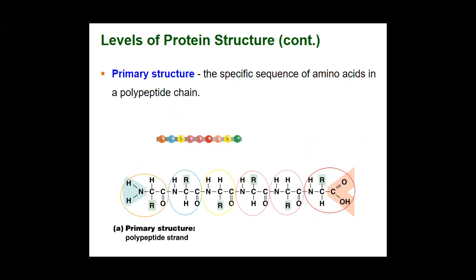The primary structure of the protein is, once the protein is made, just the specific sequence of amino acids, one after the other. And the primary structure doesn't stay primary structure for very long because the nearby amino acids start interacting. They can be attracted to each other.